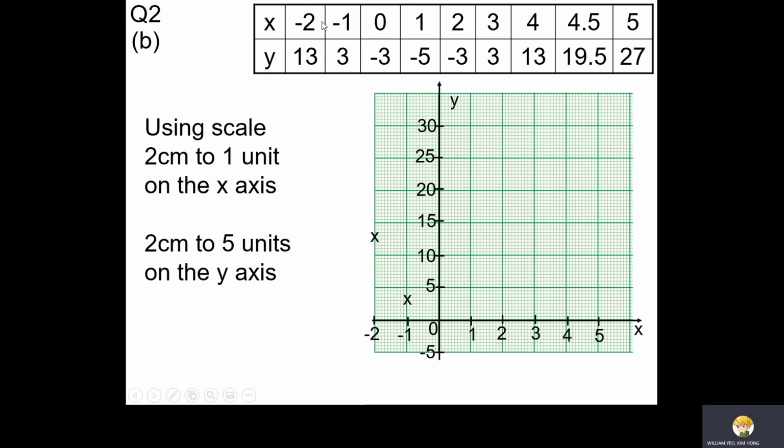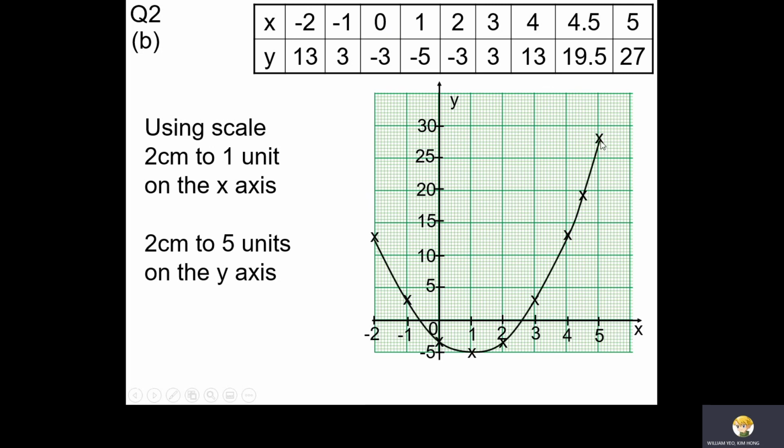Now again, plot all the points. Negative 2, 13. Negative 1, 3. 0, negative 3. Be careful, depending on the scale. Here for the y-axis, 2 cm, one box, is 5 units, meaning one small box is 0.5. So if you want 1 unit, you need 2 small boxes for the y-axis. Here we have 1, negative 5. This is the minimum point. Then it goes up again, here, here, and here.